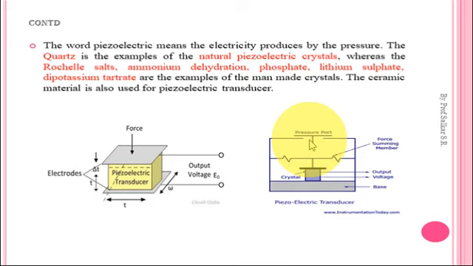One thing you have to remember, the electrical voltage produced by this piezoelectric transducer is an alternating electric voltage. It is not a constant electrical voltage, but an alternating electric voltage that is produced by this piezoelectric transducer.